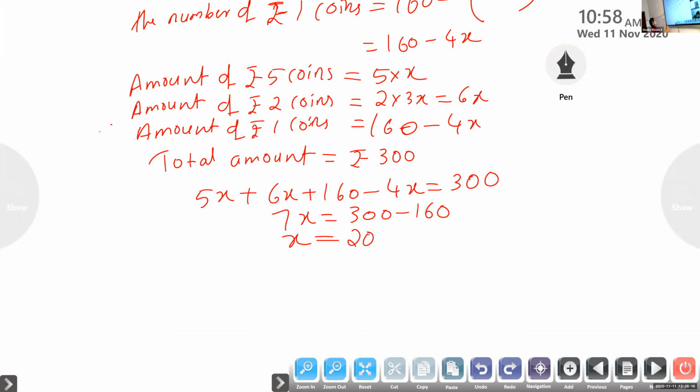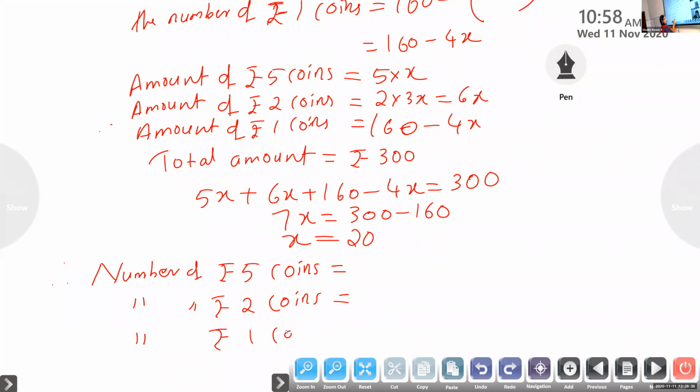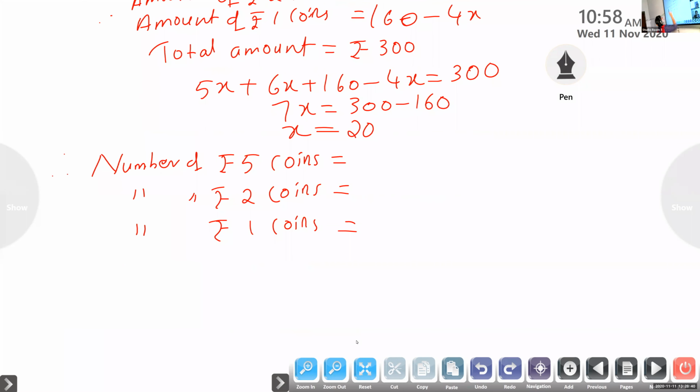Therefore, find the number of rupees 5 coins, number of rupees 2 coins, number of rupees 1 coins. It's a very important question. Mark it. The previous one also, denominations of bank, we have done now. These questions are very important.